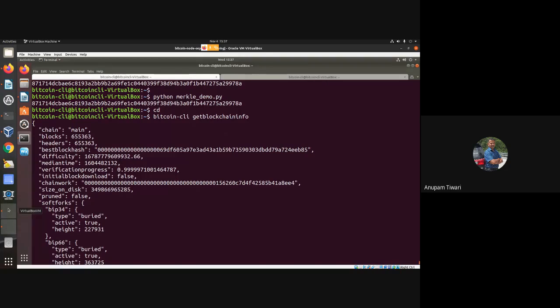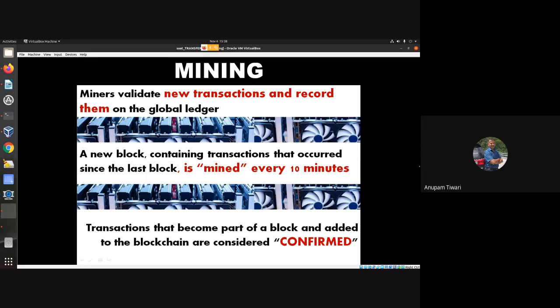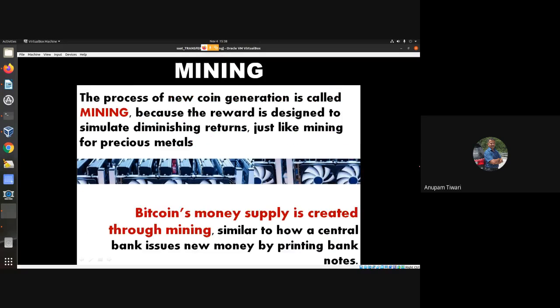Now coming back to the presentation, I say a block is mined every 10 minutes. So ideally, whenever we see this block again after 10 minutes, 20 minutes, 30 minutes, there will be additions to it. That means that many new blocks have been added to it. Transactions that become part of a block are treated as confirmed, and the process of new coin generation is called mining because the reward is designed.